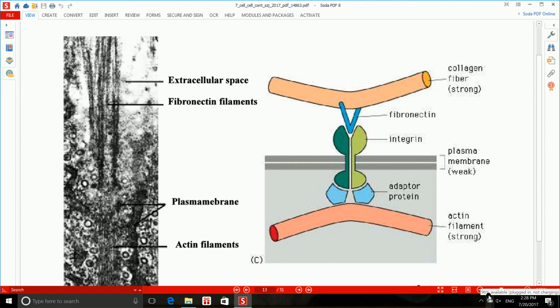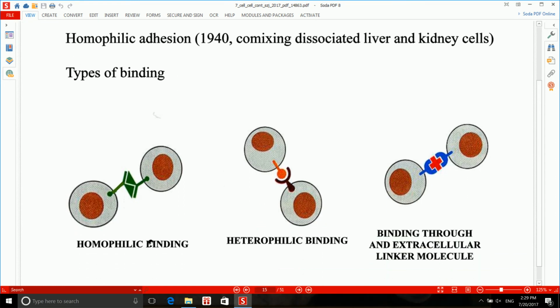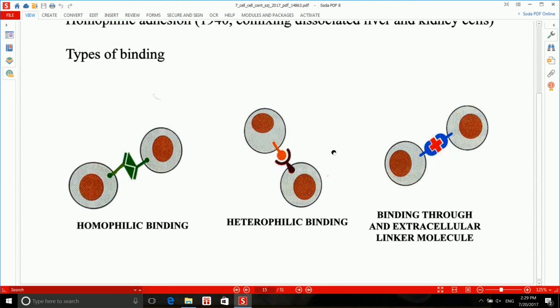Now, one more thing about integrin is that it forms homophilic interactions. Now, what does a homophilic interaction mean? We are going to talk about it right now. So you see, we've got two types of interactions between these receptors. They can either be homophilic or heterophilic, and here you can see that they can bind through an extracellular linker molecule. But even if they bind through these linker molecules, this can be a homophilic or heterophilic type of binding.